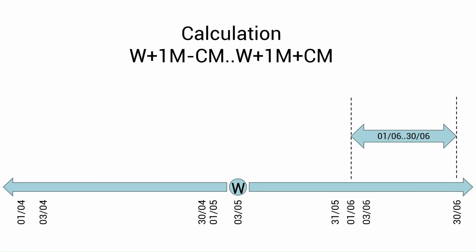That then means that we've created a range there, which is from the 1st of June up to the 30th of June. So that will show us everything that's been recorded between those 2 dates.